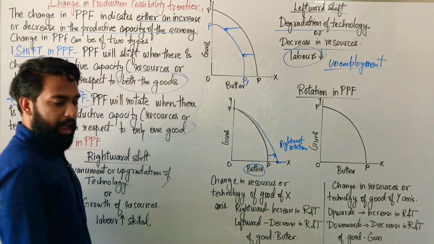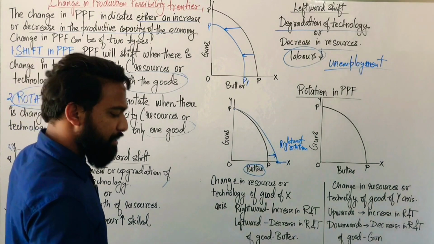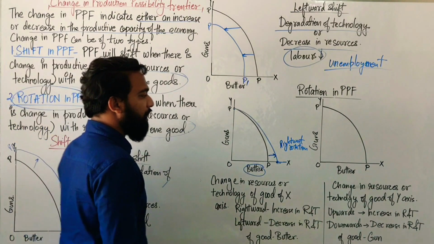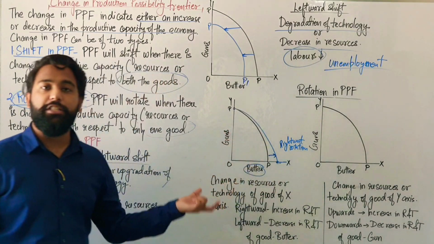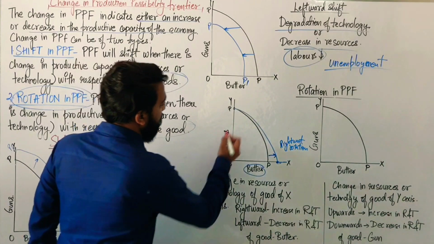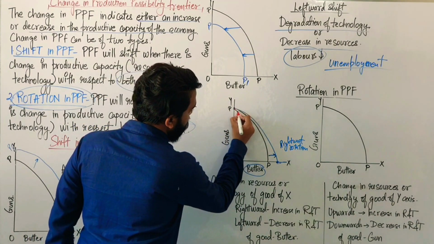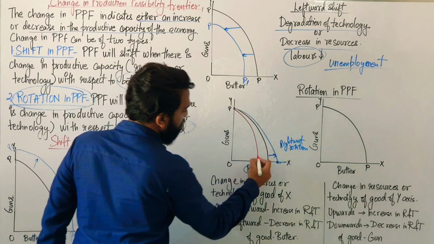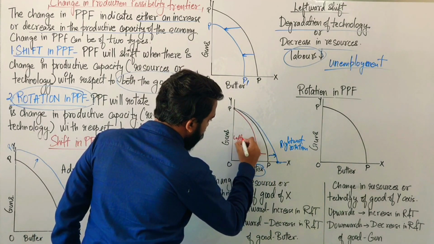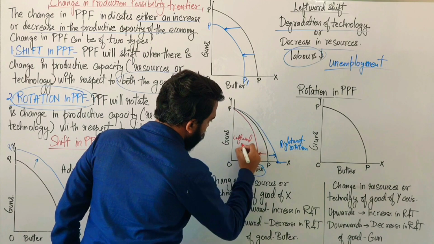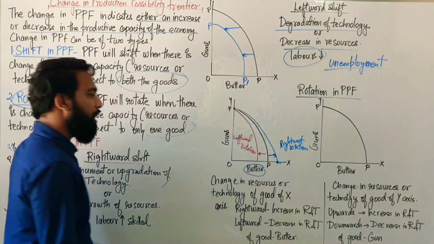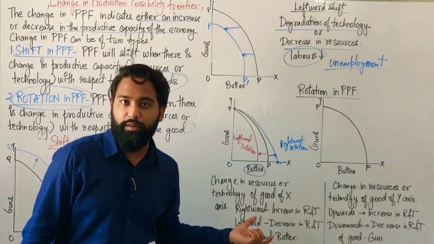Is that clear? And what if there is a leftward rotation? It shows that there is a decrease in the technology and resources and labor in the production of butter. Again, there will be the same point, but the new PPC will be there. Here is the leftward rotation. Is that clear? Leftward rotation in the production of butter.